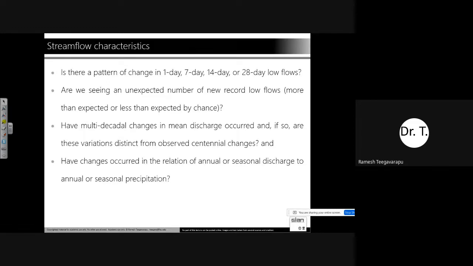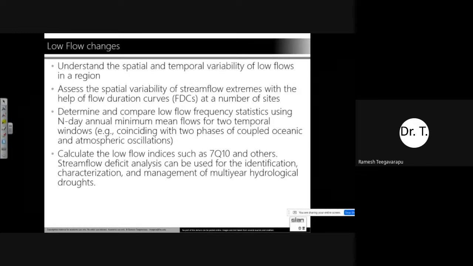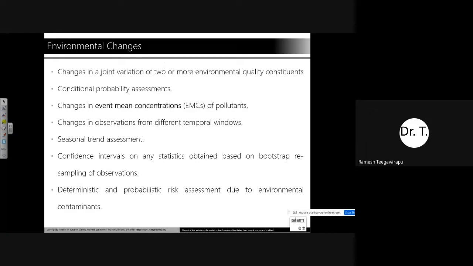Similarly, you can also ask about low flow changes, whether there is a pattern in 1-day, 7-day, 14-day, and 28-day low flows, any record number of low flows we are seeing, any changes in the distribution of the seasonal discharge, and so on. So again, we can come up with our own indices to discuss changes. And of course, we do the flow duration curves. We look at indices like 7Q10, the average flow values for a week calculated for a 10-year period, and so on. We can do that and calculate our indices.